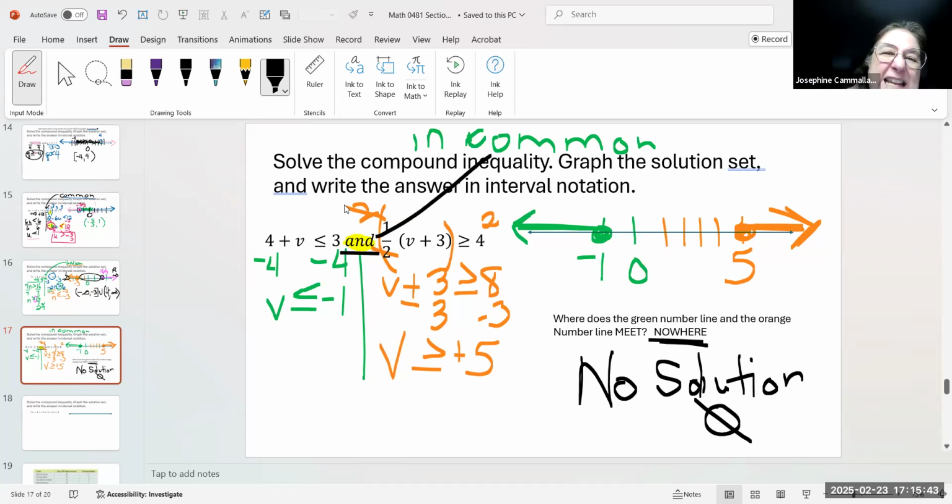This little word and is saying what's in common. Well, the green and the orange don't meet. So therefore, can I have a solution for an and? No.